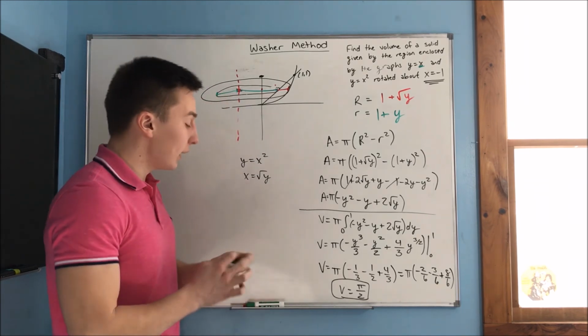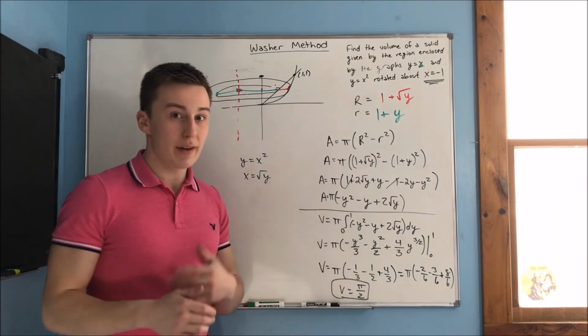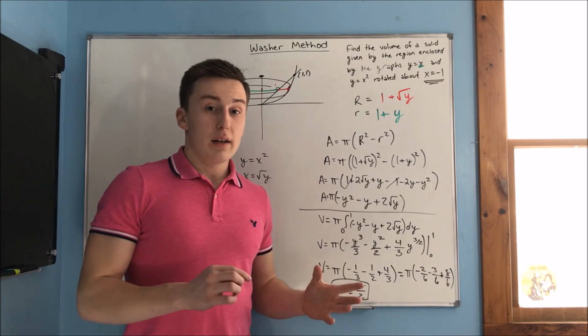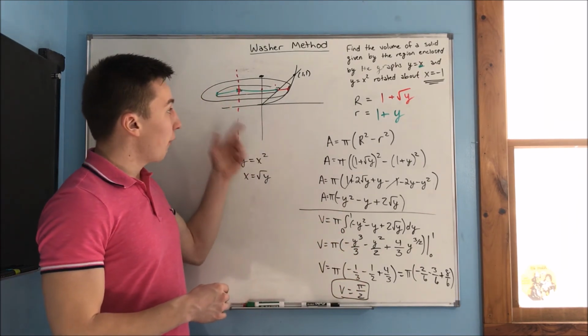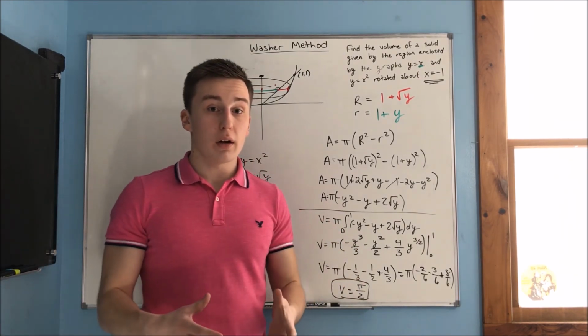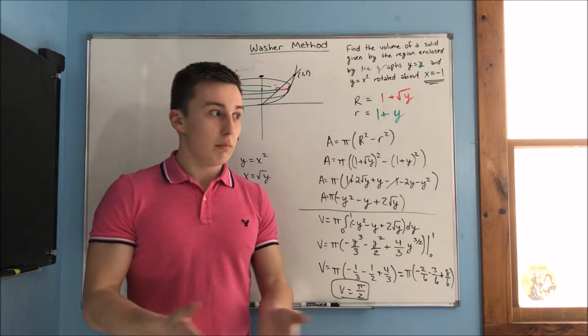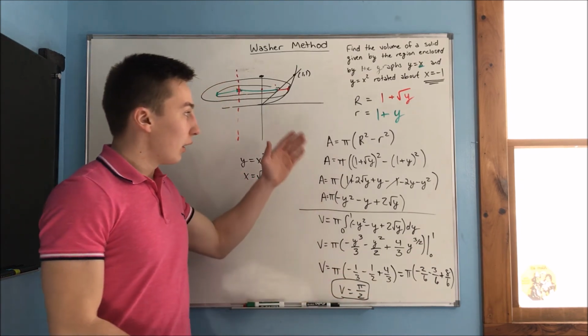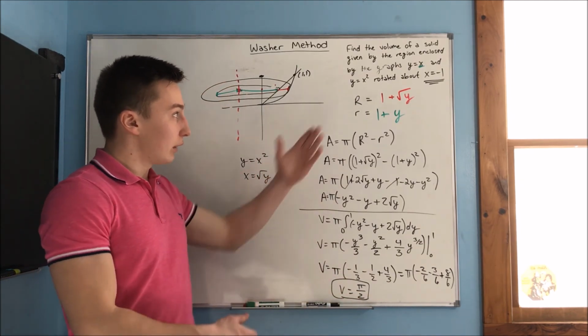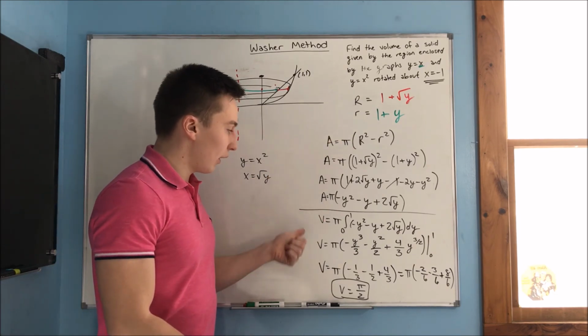So there's 3 solid examples of using the washer method. That's all you're really going to see, and the hardest part is just going to be finding what your 2 respective radii are. And then you're set, really. It's just going to be getting your area down, which is finding your radii, and then integrating to find your volume.